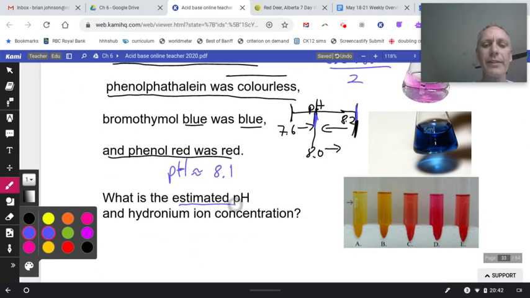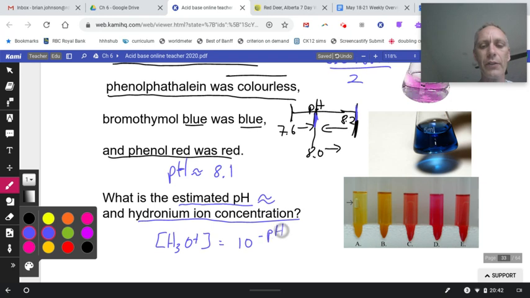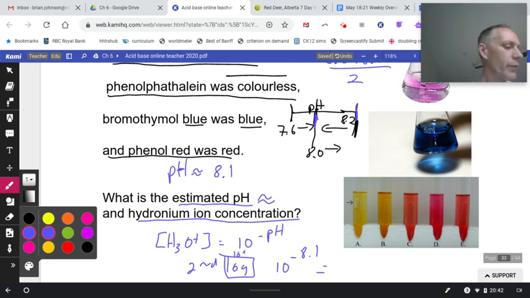Okay, so there's the estimated or approximate pH. And what's the hydronium ion concentration? Concentration of H3O plus. From the formulas you learned before the break, you go 10 to the negative pH. So on your calculator, that's the second log key, which gives you 10 to the x. Then you put in the negative 8.1. 10 to the negative 8.1 equals 7.94 times 10 to the negative 9.